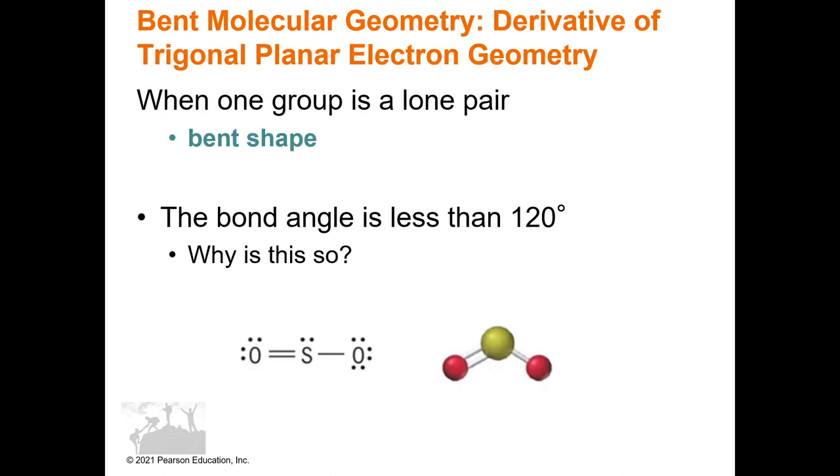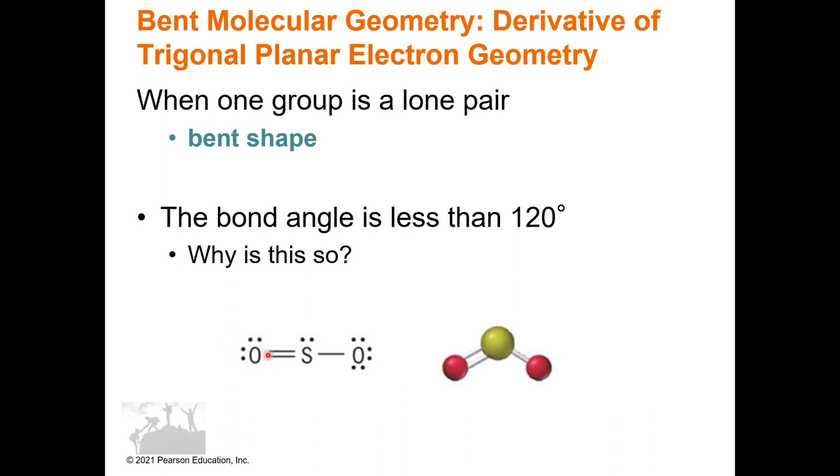Okay, so with three electron groups, that gives us an electron geometry of trigonal planar. Think of the three terminal atoms in the same plane as the central atom. Now, take away one of those terminal atoms and place a lone pair. You're not going to have something that's trigonal planar anymore. You have what's called a bent shape.